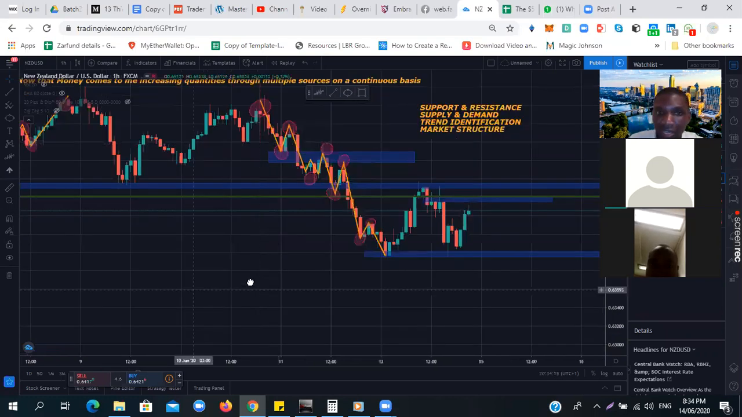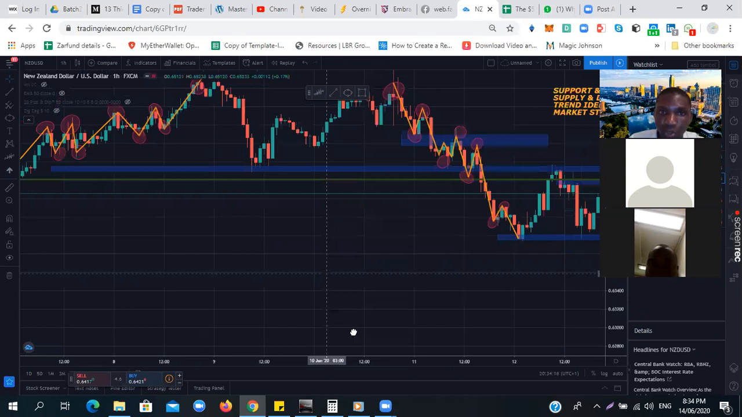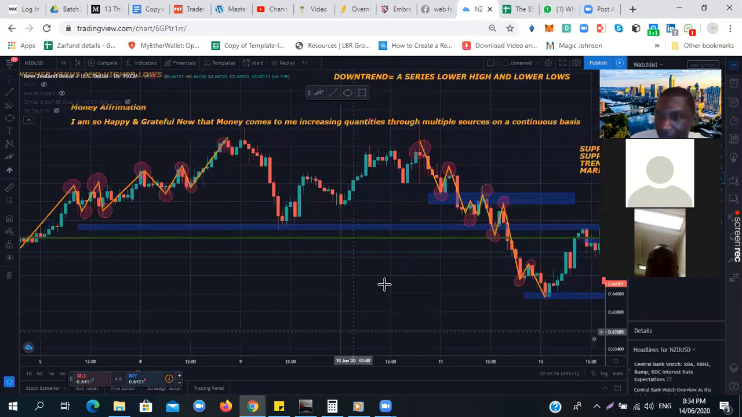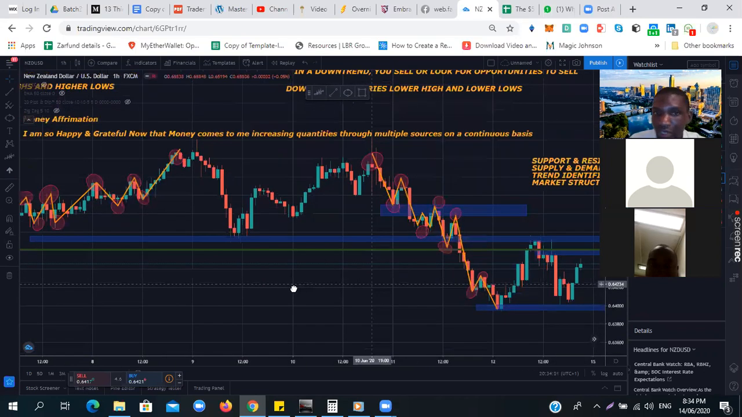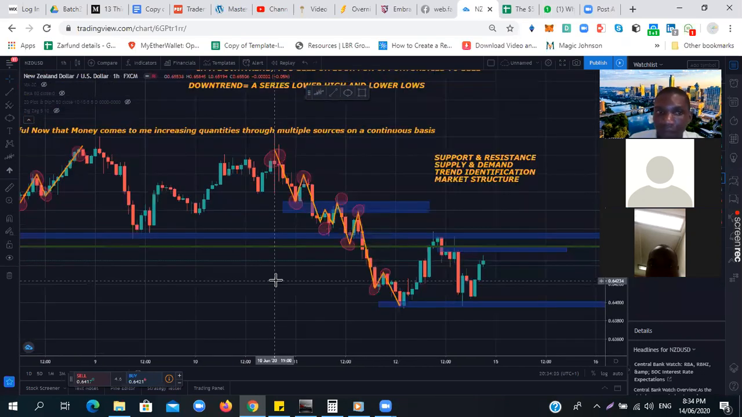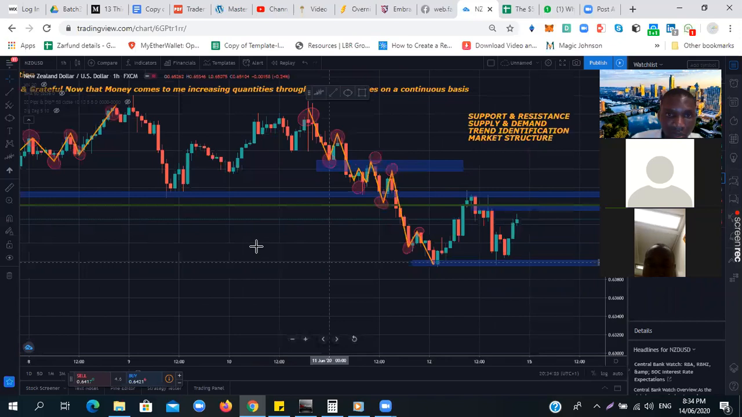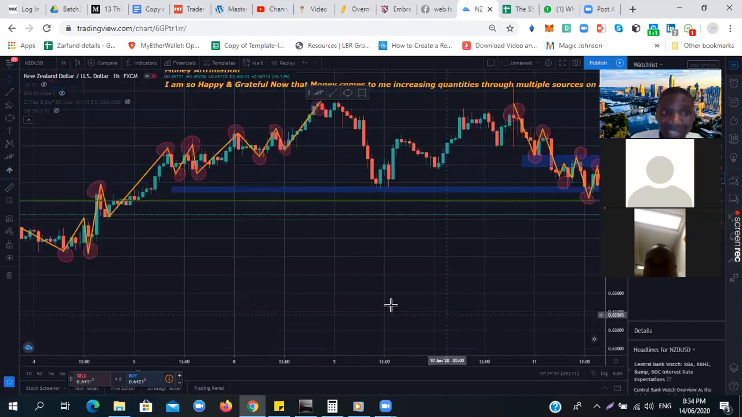And then when you see a structure that is a consolidation, you don't trade it. You don't trade a consolidation. A consolidation is not a place to trade. So you avoid trading in a consolidation. All right? So that's how we do it. Okay? So that's how we do market structure.